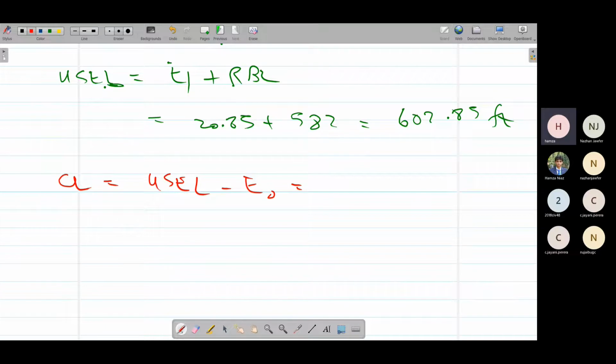So upstream energy level we have 602.85 minus 14.81. If we subtract them, we'll get our crest level, 589.04 feet. All right, so this is how we can find the crest level.